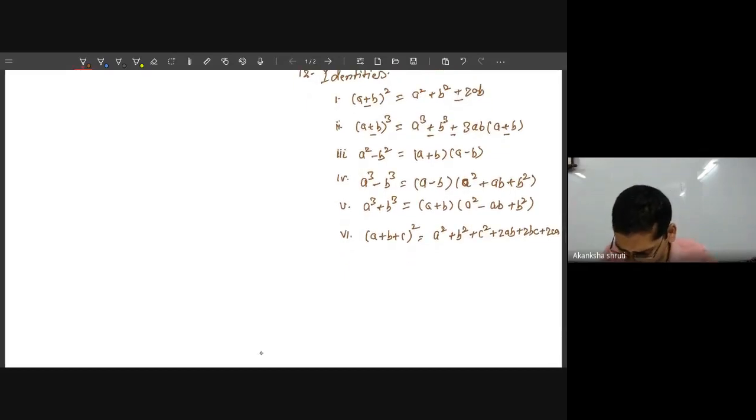The next one is your a cube plus b cube plus c cube minus 3abc. This is given by (a plus b plus c) into (a square plus b square plus c square minus ab minus bc minus ca).